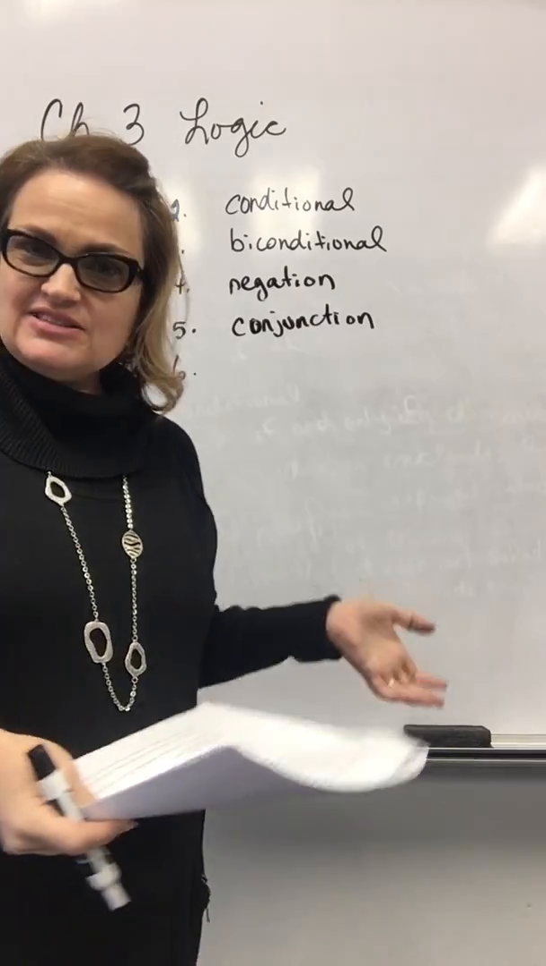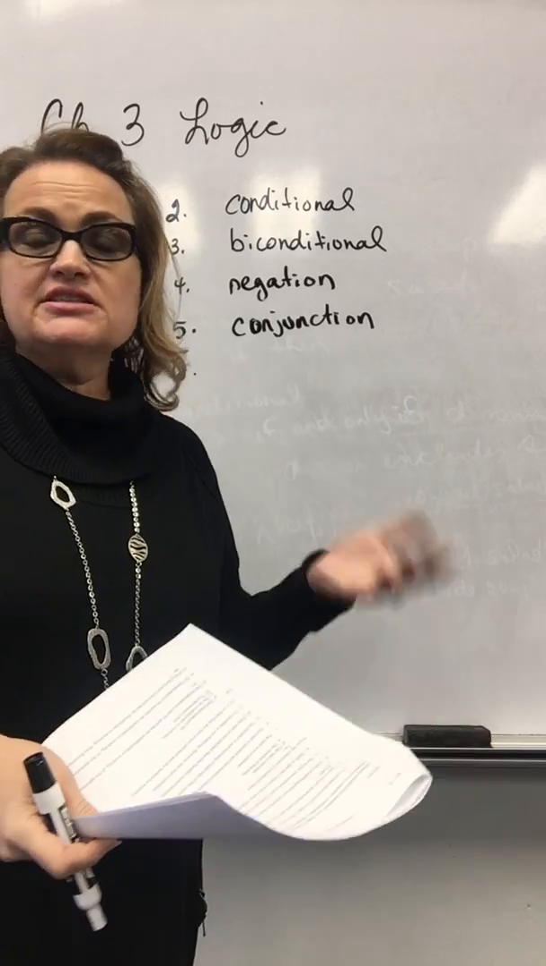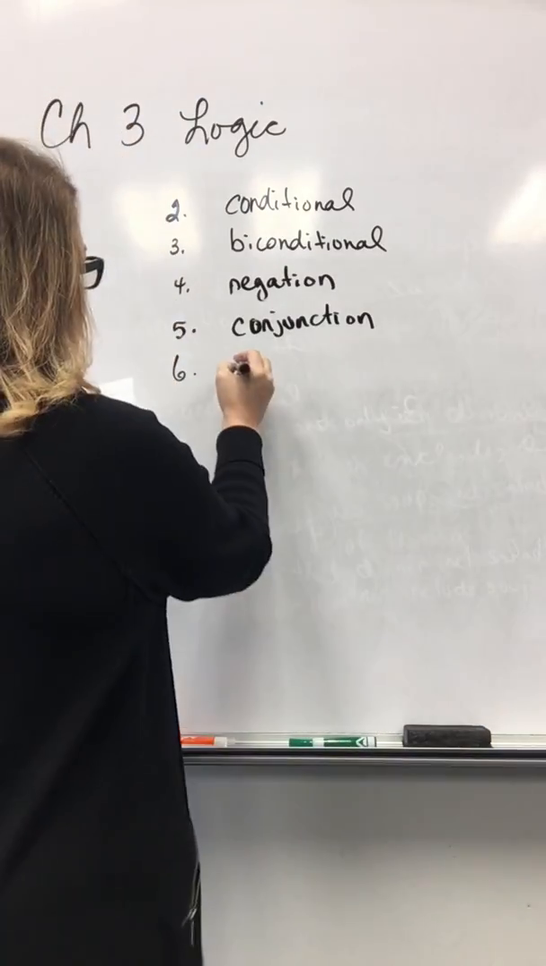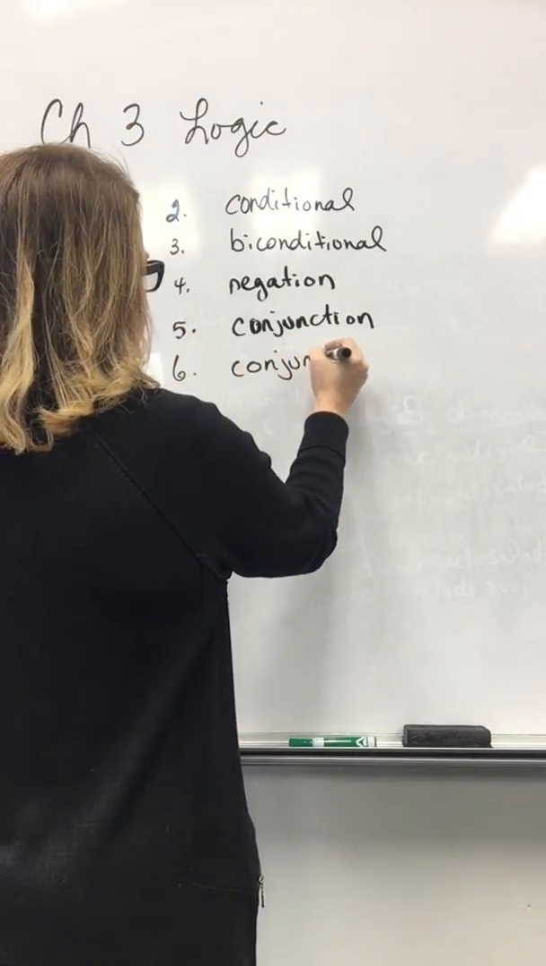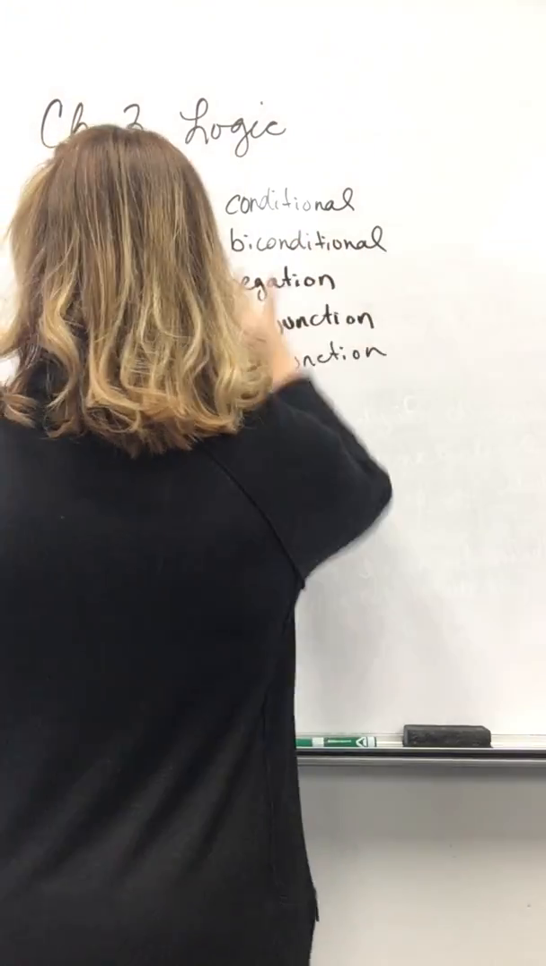Number 6, "Math is fun, but I wish I were at the beach." Don't we all, right? That's another way of saying "and." That's another conjunction, the same thing as "and." All right, so those are those answers.